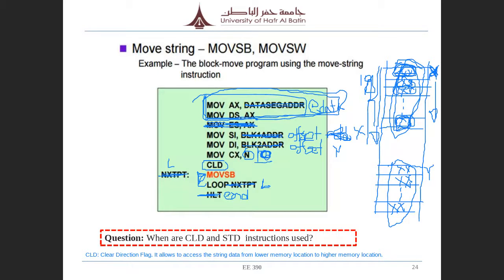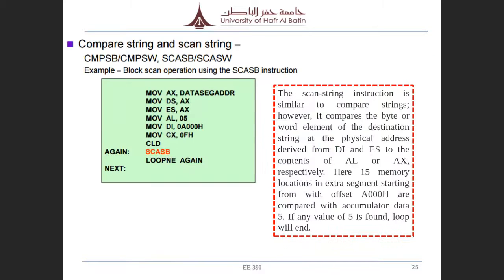Yeah, okay. So one is clear direction flag and one is set direction flag. So we got it now. This example is clear, right? Move string as a byte or move string. So let us go to the next slide.